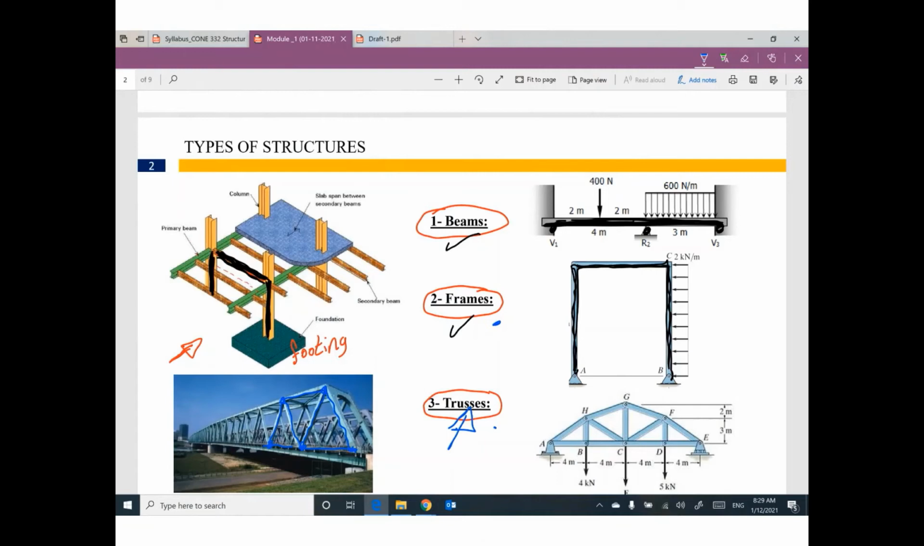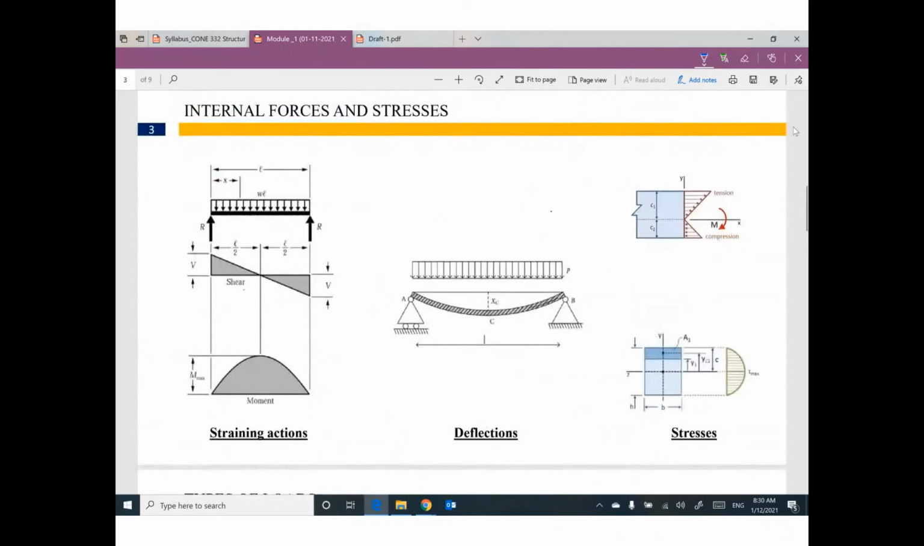How can we solve beams? How can we solve frames? How can we solve trusses? This slide is very important. I would like to explain something very important to you.